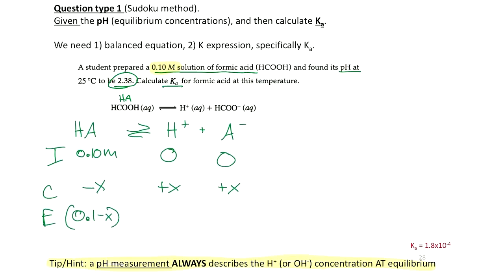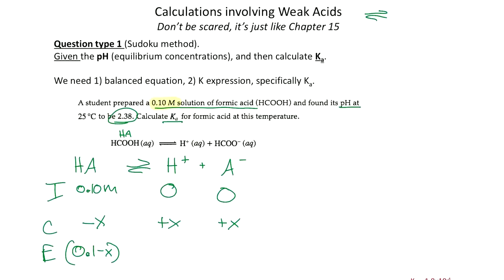All right, there's my hint. I didn't want to show that. And then we have H plus an X amount and A minus an X amount. All right. Then what do we do with an ice table once we get the E line? We put it into K.